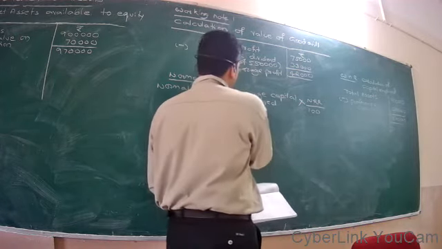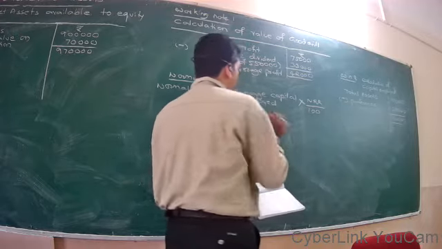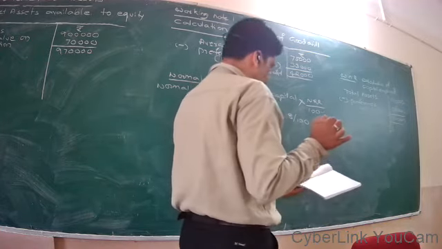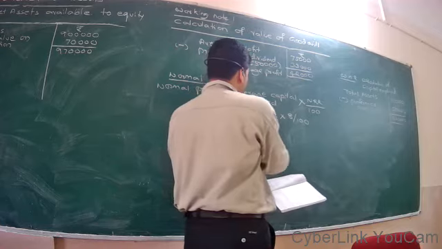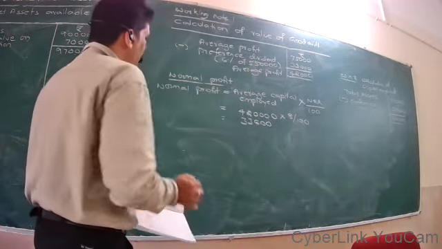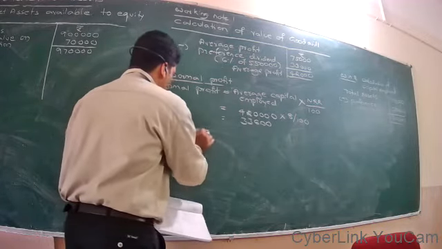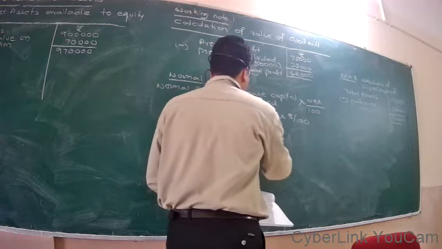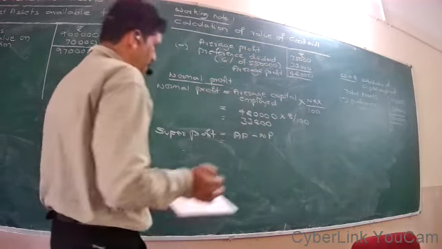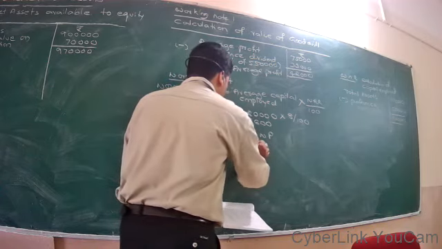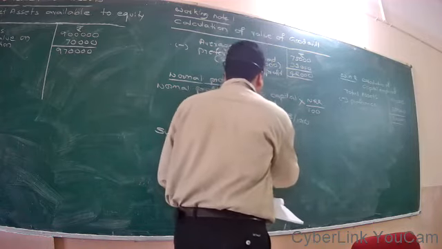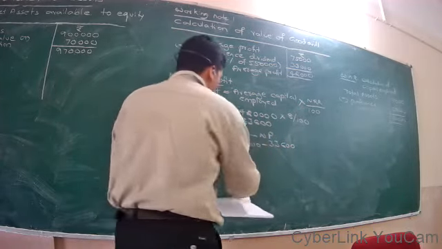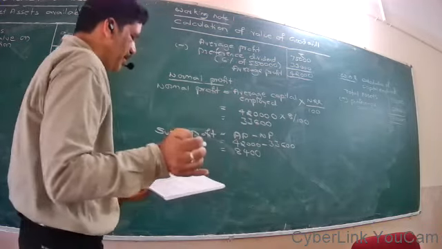Average capital employed is 4,20,000 into NRR, which is 8%, divided by 100. So 33,600 is the normal profit. Now calculate super profit. Super profit is equal to average profit minus normal profit. Average profit we calculated is 42,000, minus normal profit 33,600. The difference is 8,400.